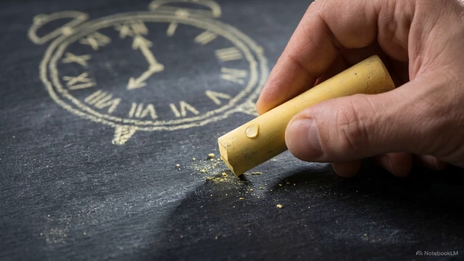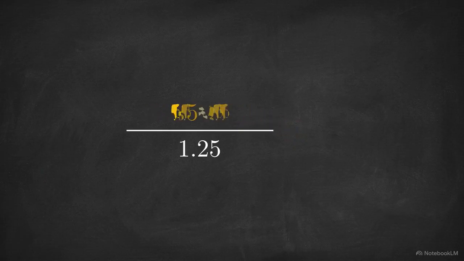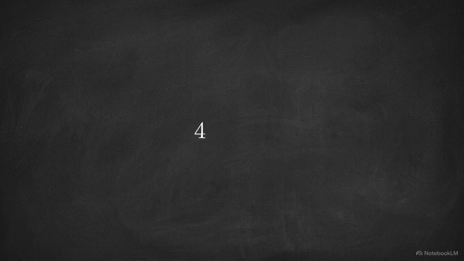Sitting in a timed exam and having to divide decimals by decimals without a calculator can feel terrifying, but we can bypass that completely. Instead of dividing first, let's multiply 0.05 by 100 first. That simply moves the decimal point and gives us a solid whole number, 5. Now we are left with 5 divided by 1.25. This calculation is much easier to solve, and it gives us 4. The percentage error is 4%.